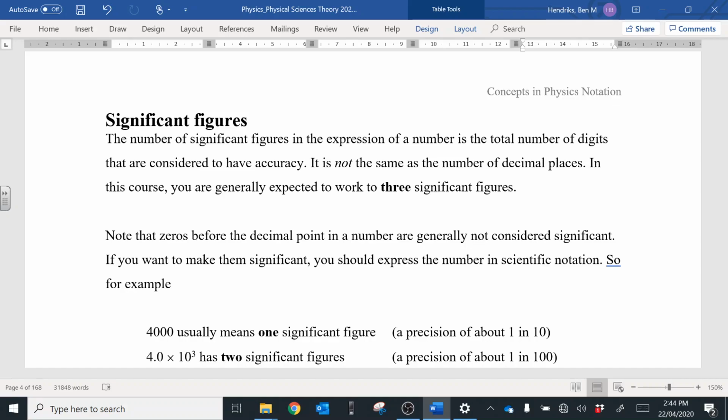Okay, now we're looking at significant figures. So the number of significant figures in the expression of a number is the total number of digits that are considered to have accuracy. It is not the same as the number of decimal places, which is a common misconception. And this is a good point. In this course, you're generally expected to work to 3 significant figures. So when in doubt, just go to 3 significant figures.